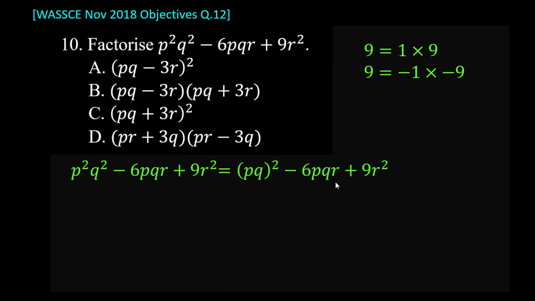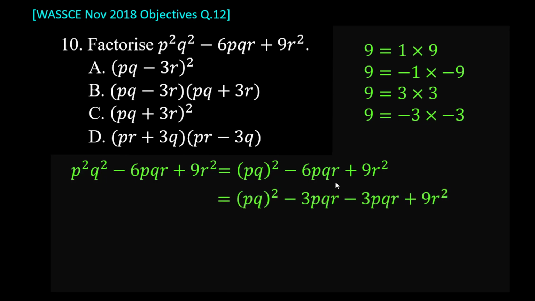We proceed further. Those are not the only numbers that will result to the number 9 as shown on the screen, so we proceed further. Now 3 times 3 also gives us +9, and again -3 times -3 also gives us +9. Which of them adds up to give us the -6 that we are looking for? It's obvious. It is -3 and -3 being multiplied to give us the 9 as shown on the screen. So we are going to rewrite it using our new factors.